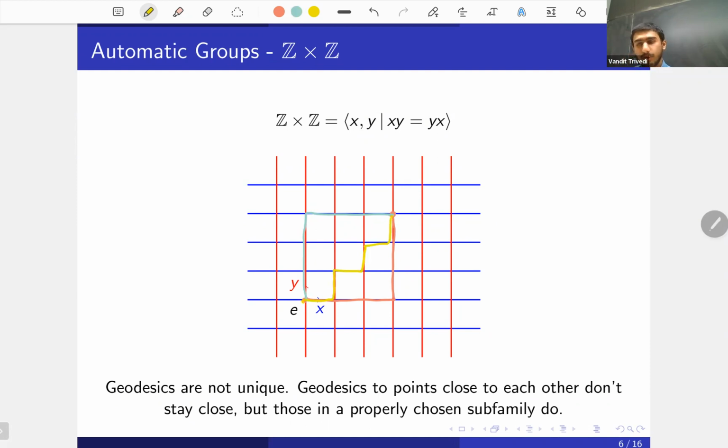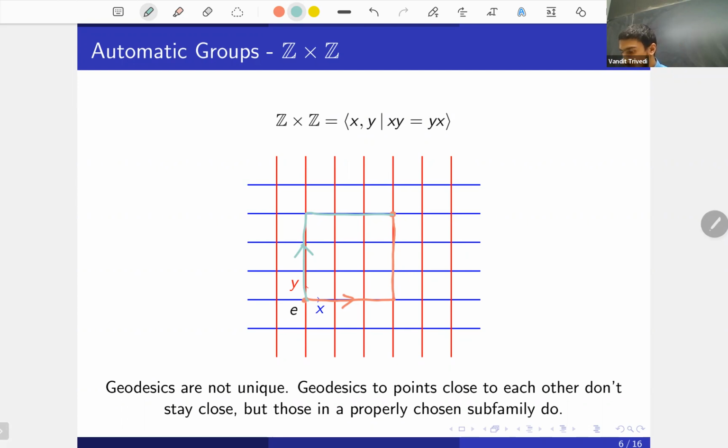Now the issue is that the geodesics don't actually stay close together, because if you look at just the light blue and the orange paths, they seem to be heading in quite different directions, at least for the first few units along the path. And so those paths don't stay together. And if you think about group elements that are even further out, those squares will be bigger and bigger, and those paths will get further and further apart before they come back together. So geodesics aren't unique, and neither do they stay close to each other.